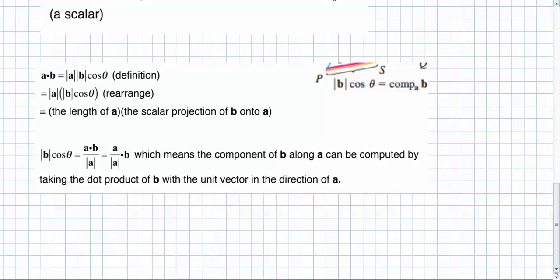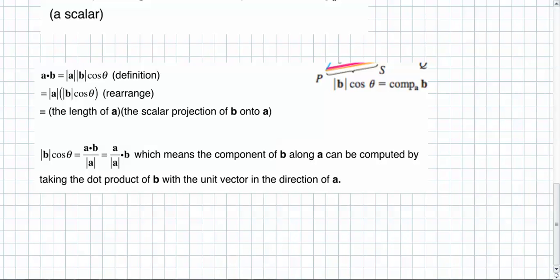The magnitude of A is just the length of vector A. And the magnitude of B times cosine theta is the scalar projection of B onto A, the comp of B onto A. So you just write that out like that. How do we get to here? Let's rearrange a little bit. The magnitude of A times the magnitude of B cosine is equal to A dot B. We just pulled the dot down. The magnitude of A is just a constant.